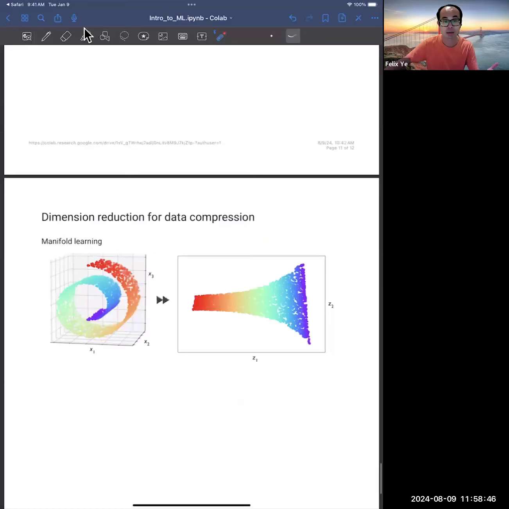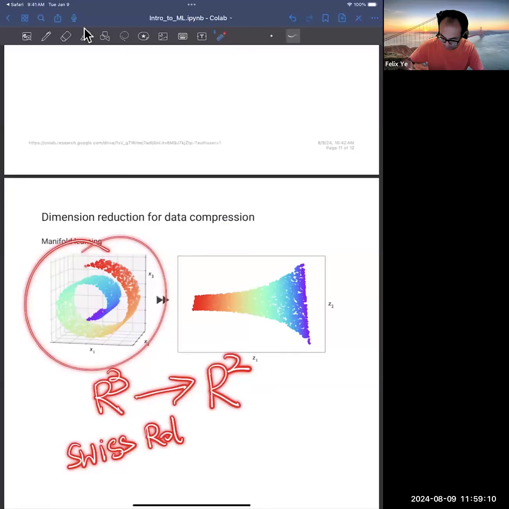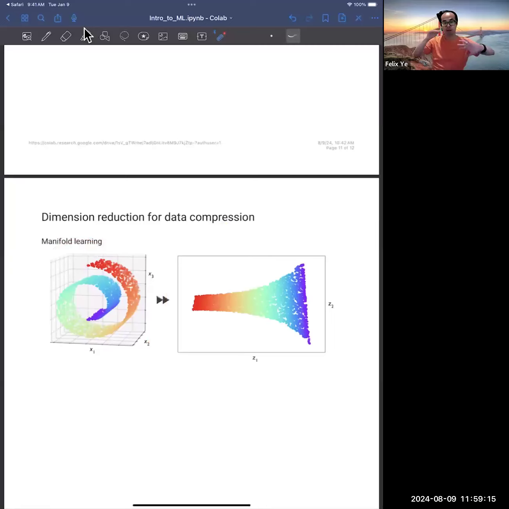There are other dimension reduction methods, for example manifold learning. A typical one is called Isomap. Unfortunately, I'm not going to talk about this in this course, but you can see it maps data in R3 into R2. This is the Swiss roll data set, and this is a plane. So this uses the Isomap technique to unroll the Swiss roll into a plane right here.